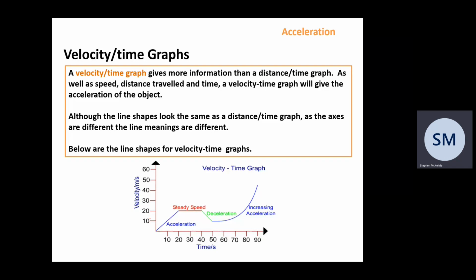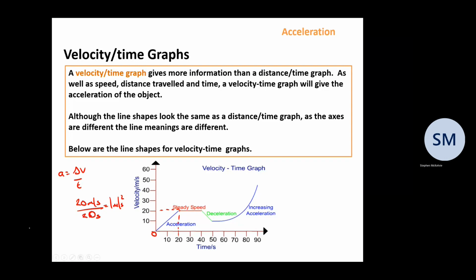Now, remembering that acceleration is the change in velocity divided by time taken, we can see that we can find that change in velocity and the time taken for that change when we put intercepts into the graph. The object goes from 0 to 20, so that's 20 meters per second, in 20 seconds, meaning my acceleration is 1 meter per second squared.